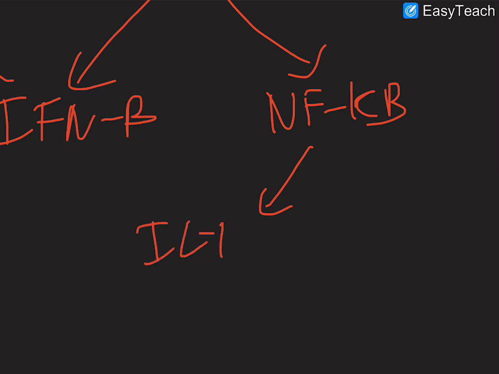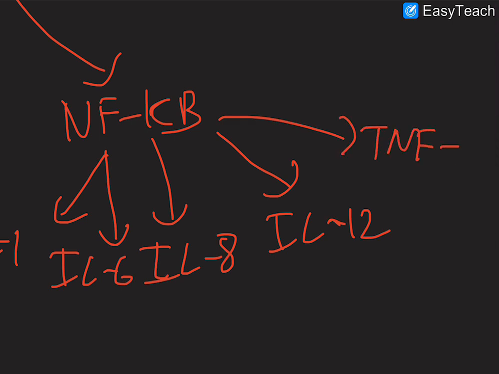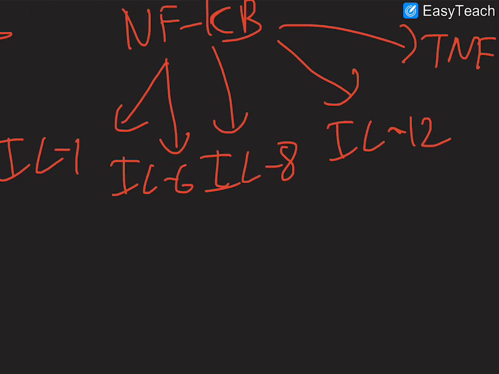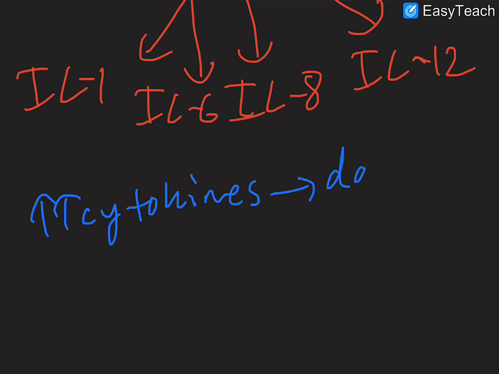Another thing TRIF can activate is nuclear factor kappa B. And we know this leads to a ton of cytokine production, right? So it can lead to interleukin 1 production, interleukin 6, interleukin 8, interleukin 12, right? And so on. Even TNF alpha. And all of this we know can contribute to the overall process of inflammation. It can attract white blood cells, right? It can vasodilate your blood vessels.